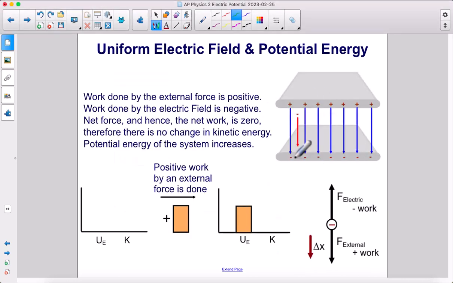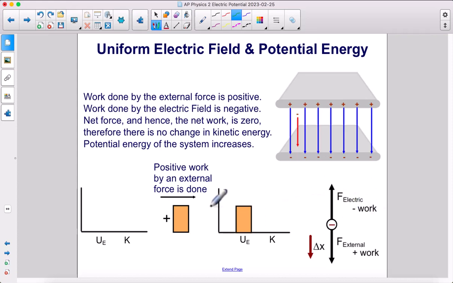Let's determine what's happening here. So, this negative charge is being brought down to the negative plate. So that's moving in the direction it does not want to go. That means it must be being pushed by an external force, which is doing positive work since that's the direction the charge is moving. The electric field is trying to push the charge the other way, so it's doing negative work.